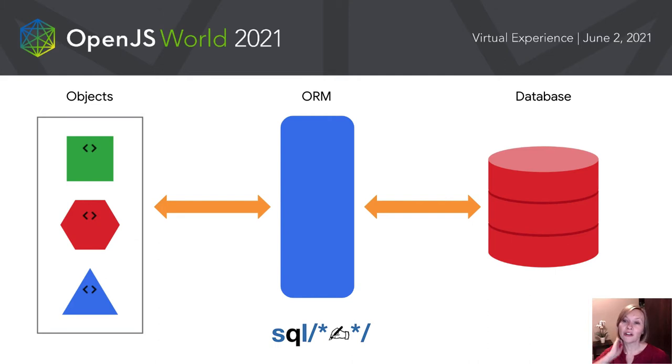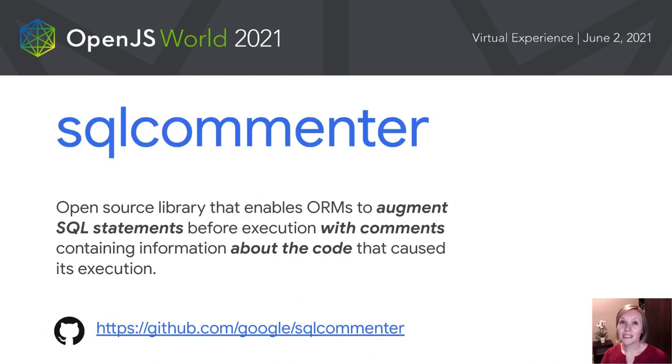We'll also look at the other frameworks and ORMs that SQL Commenter supports and how you can view this information in database logs and observability tools, including Cloud SQL Insights. So let's get started. SQL Commenter is an open source library that enables ORMs to augment SQL statements before execution with comments about the code that caused its execution. This helps in more easily correlating slow queries with source code, giving insights into backend database performance.